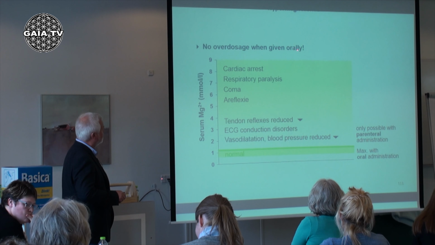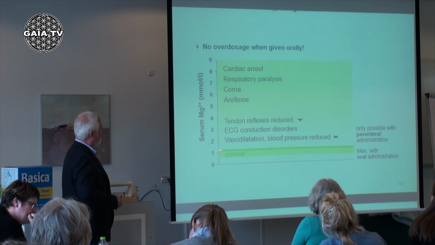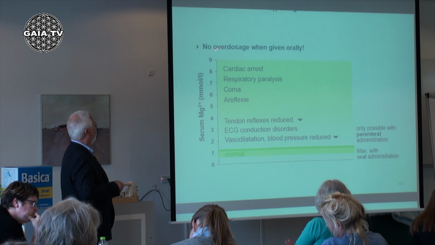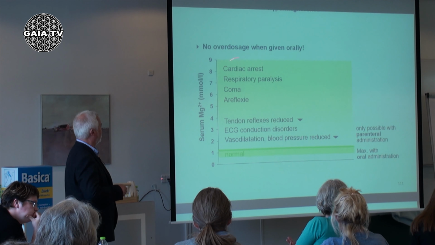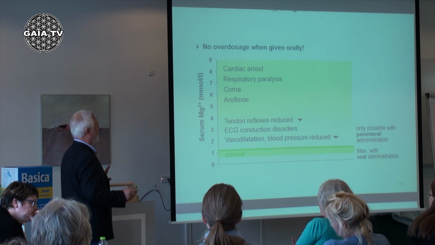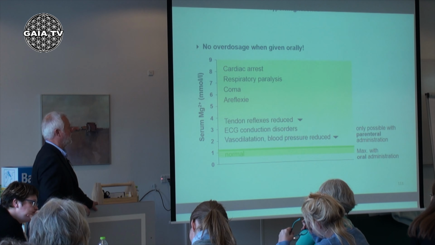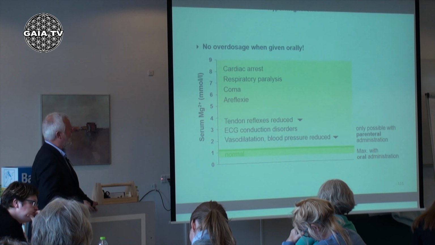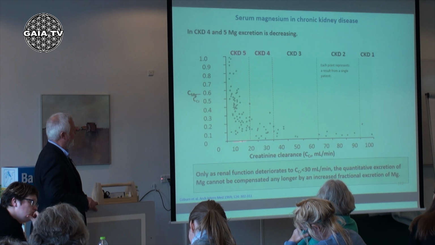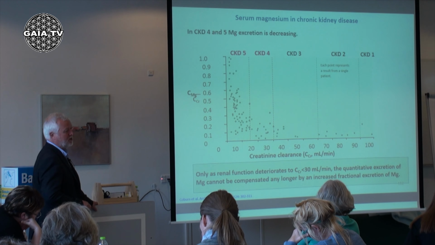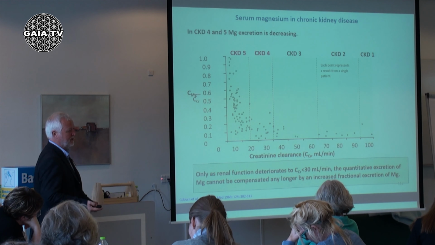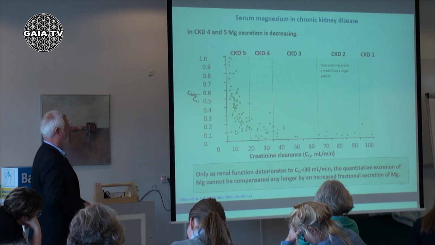So there's no overdosage when given orally. This is the normal value, around 1 millimole per liter. Of course, if you have very high dosages, then this could even lead to cardiac arrest. But this is impossible orally. This can only occur with parenteral administration. So magnesium is really absolutely safe. Only in patients that have a severely damaged kidney function, you must be careful, but with all minerals, of course, if you can't excrete, then you have problems.